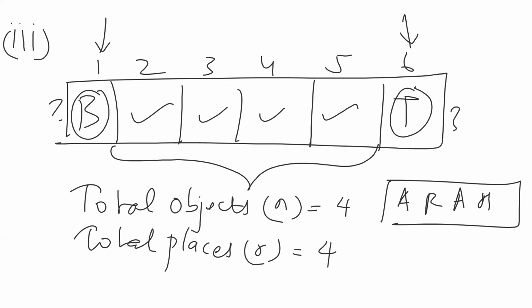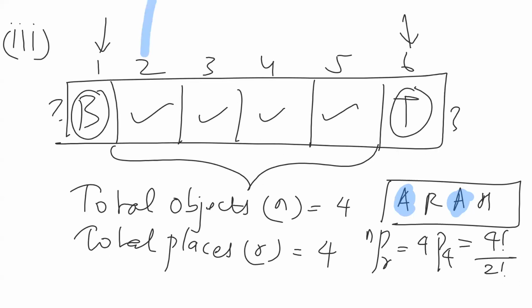Any doubt? No, sir. Fine. So arrangements will happen only for place number 2, 3, 4, 5, and the objects are also fixed: A, R, A, H. So NPR, 4P4, which is equal to 4 factorial upon 2 factorial. Why 2 factorial? Because A is getting repeated twice.